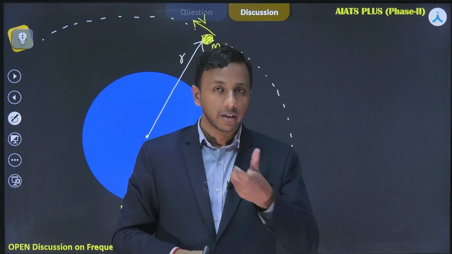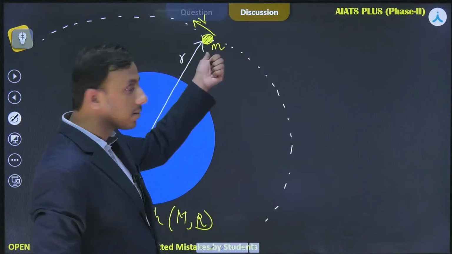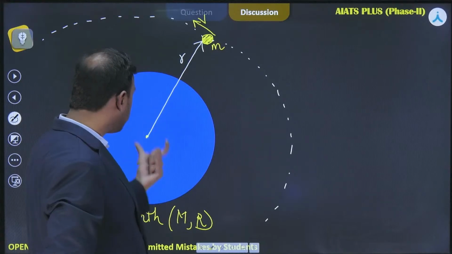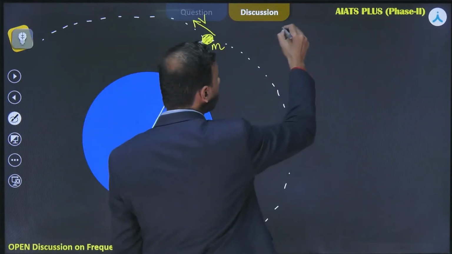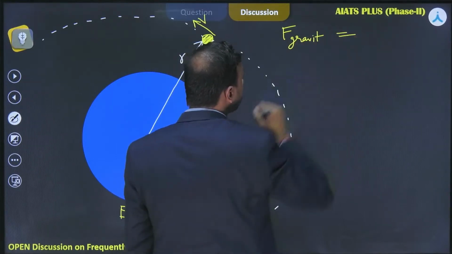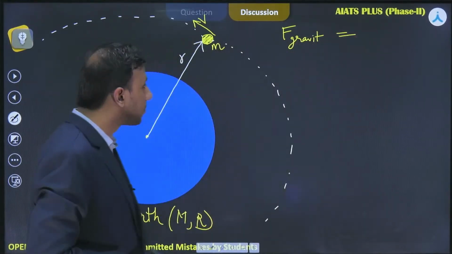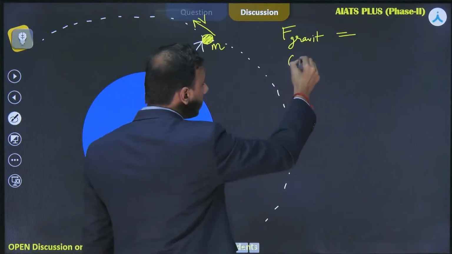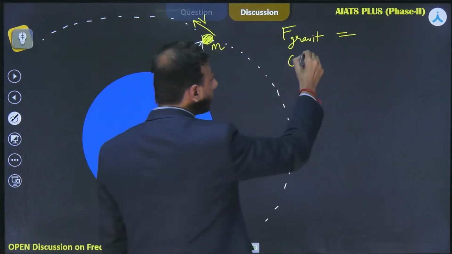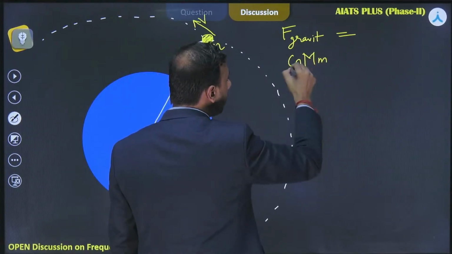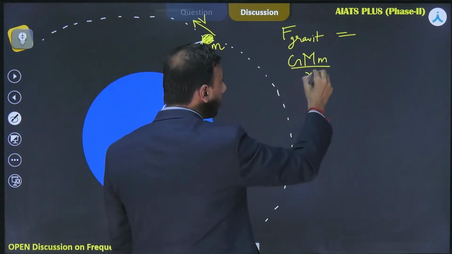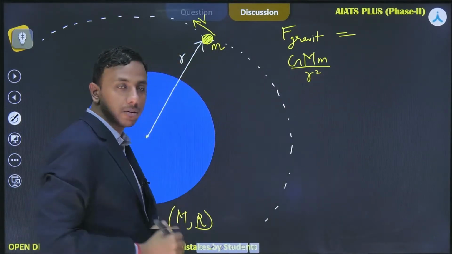We had also talked about gravitational force. If you remember, what was the gravitational force acting on this small body m? It would be G, one body's mass capital M into another body's mass small m, upon the distance they are separated by, small r, so small r square. This is the gravitational force.